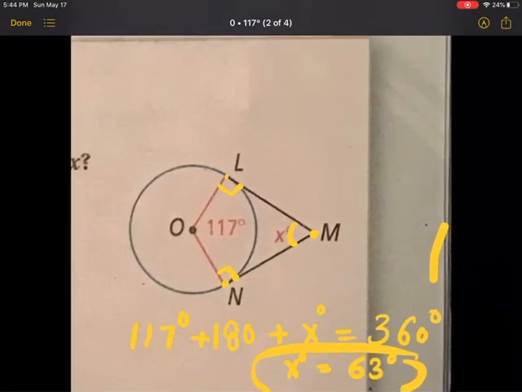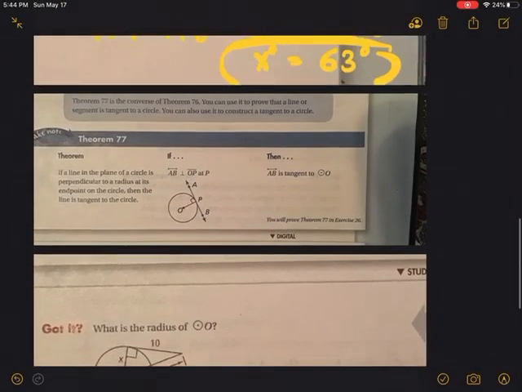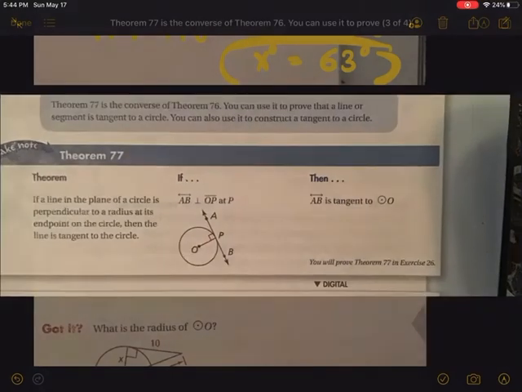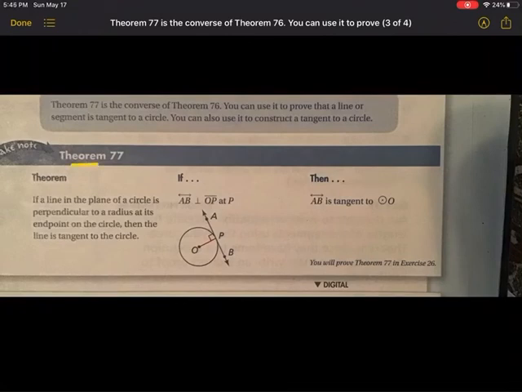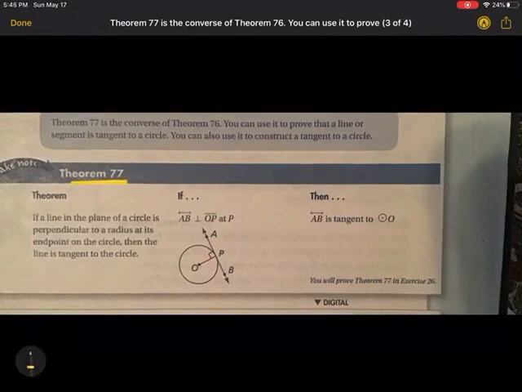Now let's move on to our next part. Next is just the converse of the theorem I just said before. Even though we have talked about that before, let's do a review. This is theorem number 77. It says, if AB is perpendicular to OP, so this line is perpendicular to OP, what's true about that tangent point? What's the relationship between those two lines? Just because it makes 90 degrees at the tangency point, it means that AB is a tangent to that circle. So let's look at an example for that.